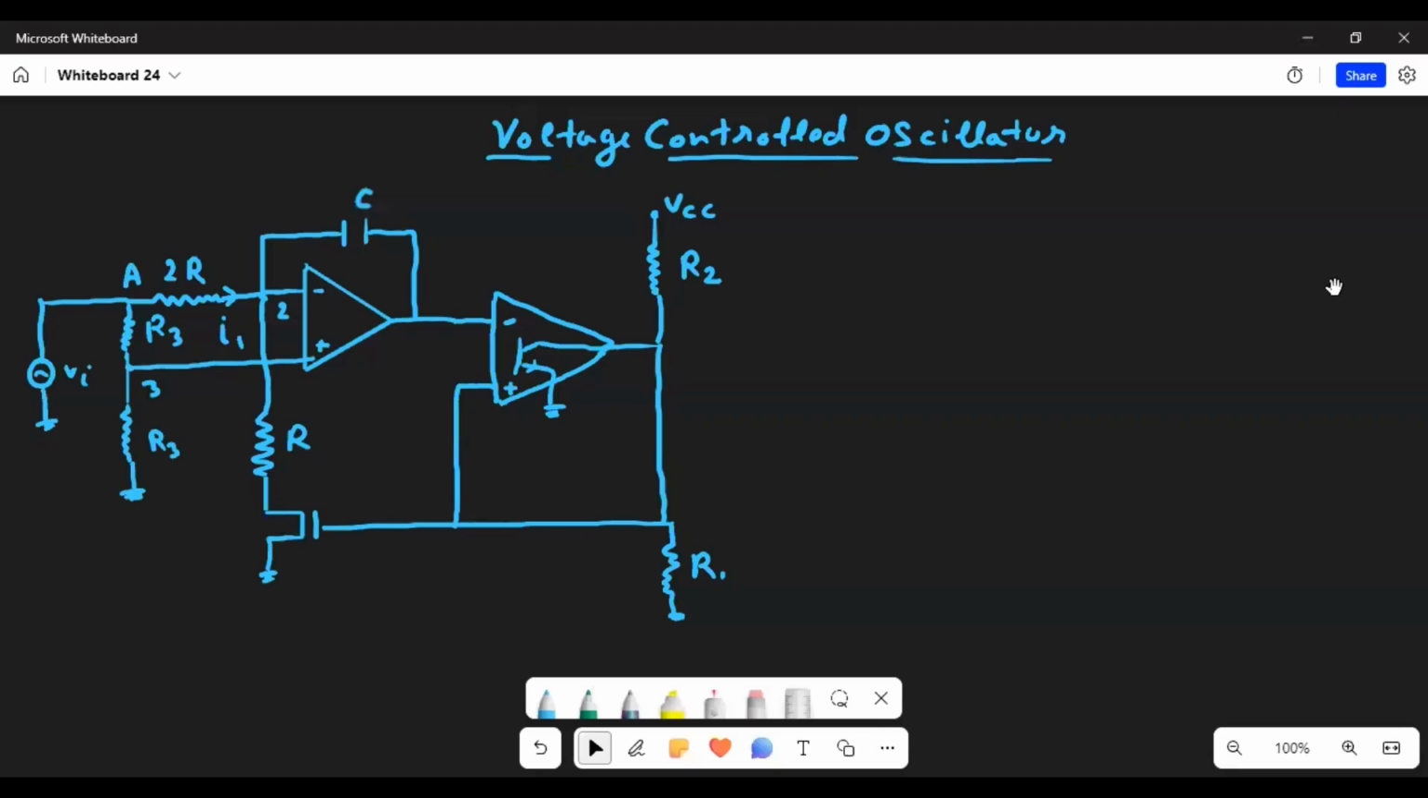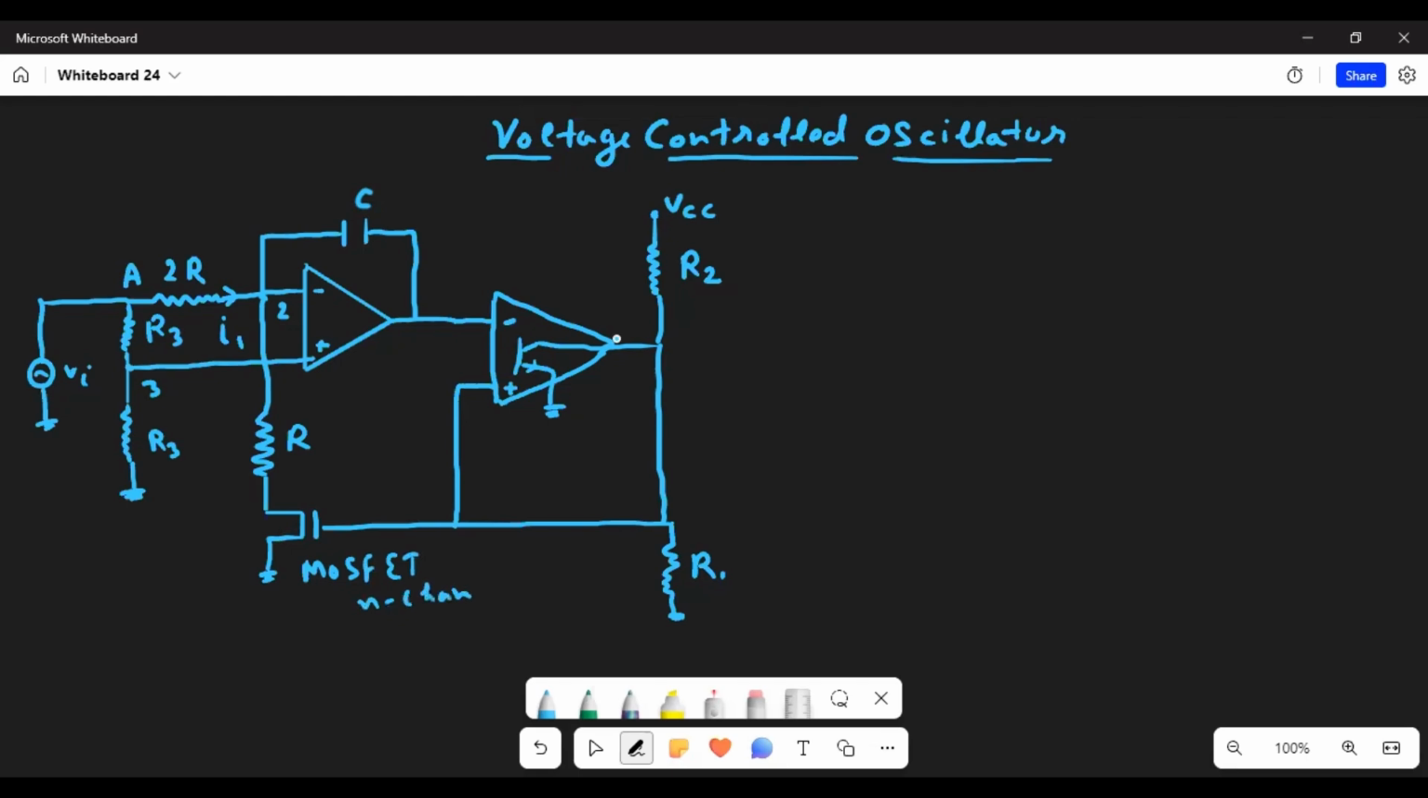Today's lecture is on voltage control oscillator. The circuit towards the left shows the voltage control oscillator, which consists of two operational amplifiers, with a resistor and also a MOSFET.